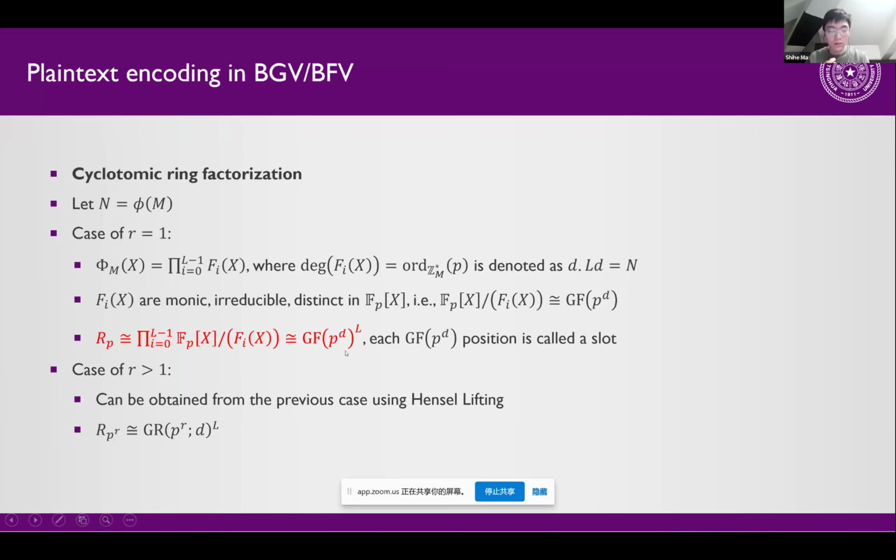And in the case that r is greater than 1, the factorization can be obtained from the previous case using Hensel lifting. And now the plaintext space R_{p^r} is isomorphic to an array of Galois rings.